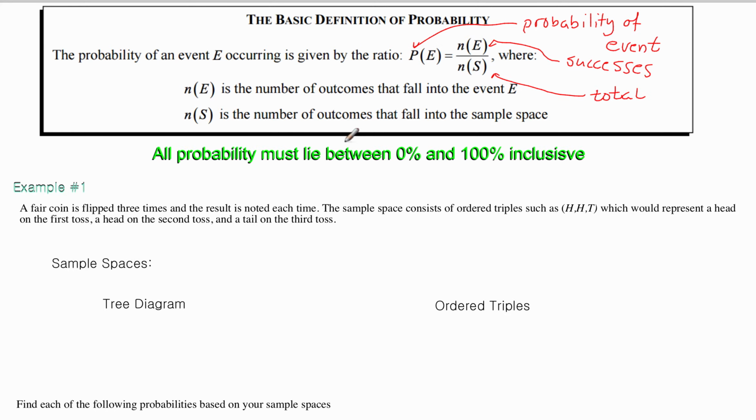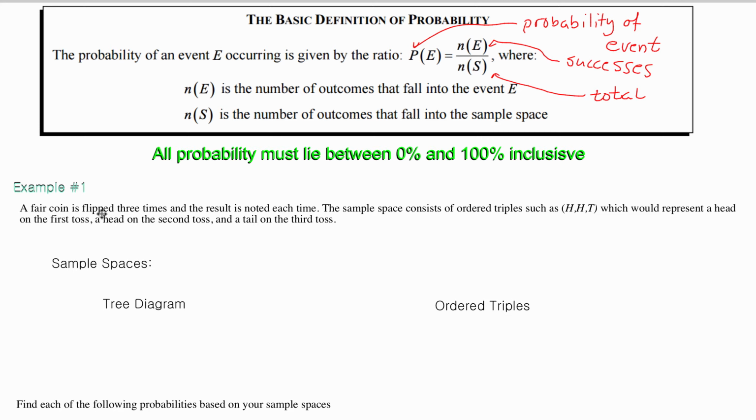So all probability has to lie between 0 and 100% inclusive. In other words, 0% means it's not happening. 100% definitely going to happen. Right? What's the probability the sun will rise tomorrow? 100%. Yay. What's the probability that a cat's going to bark? 0%. Cats meow.